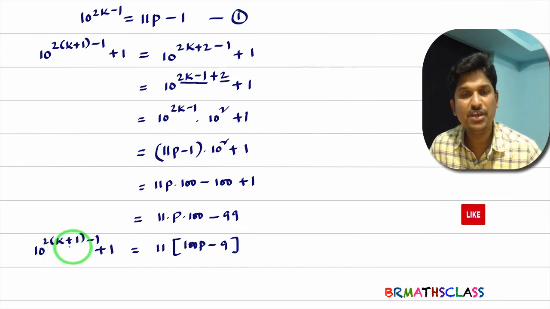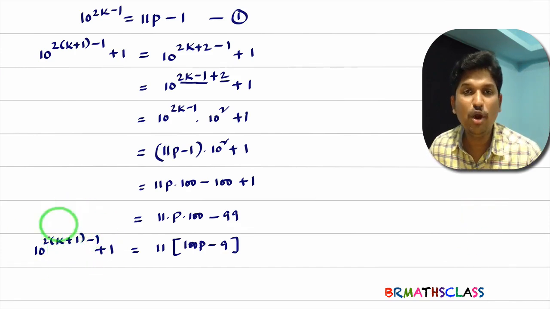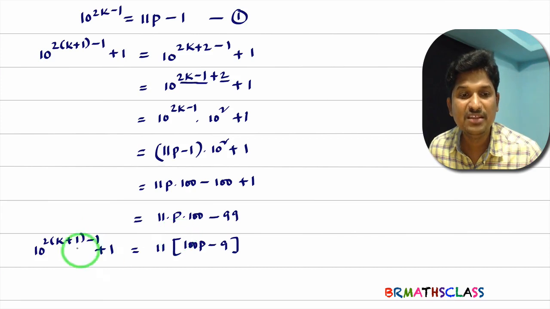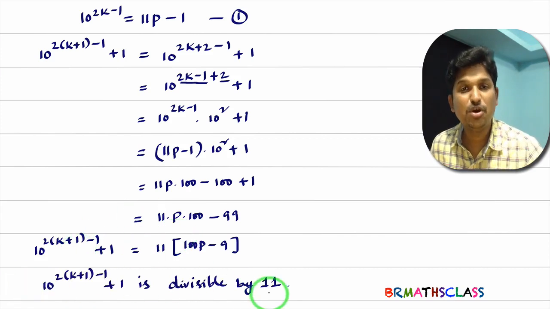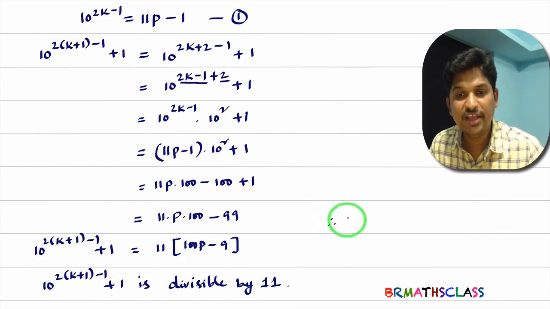I wrote this by considering P of k plus 1. So I got that this expression is a multiple of 11. If this expression is a multiple of 11, this expression is definitely divisible by 11. What is this? This is P of k plus 1. So what happened? Therefore, we proved that P of k plus 1 is true.